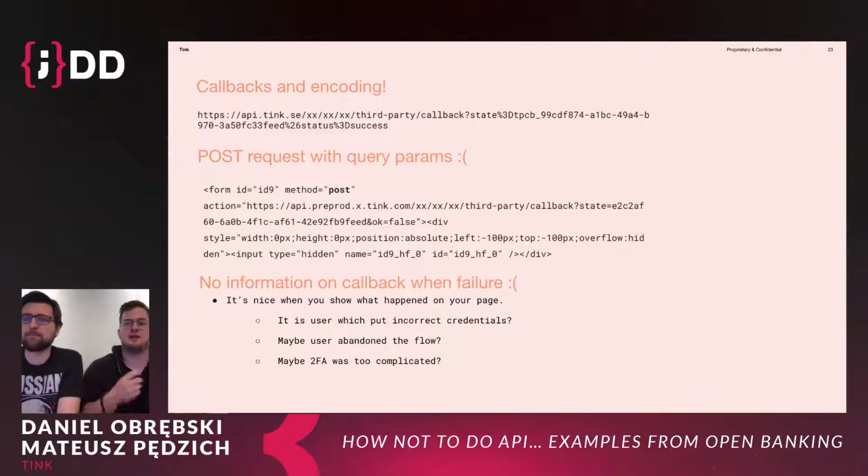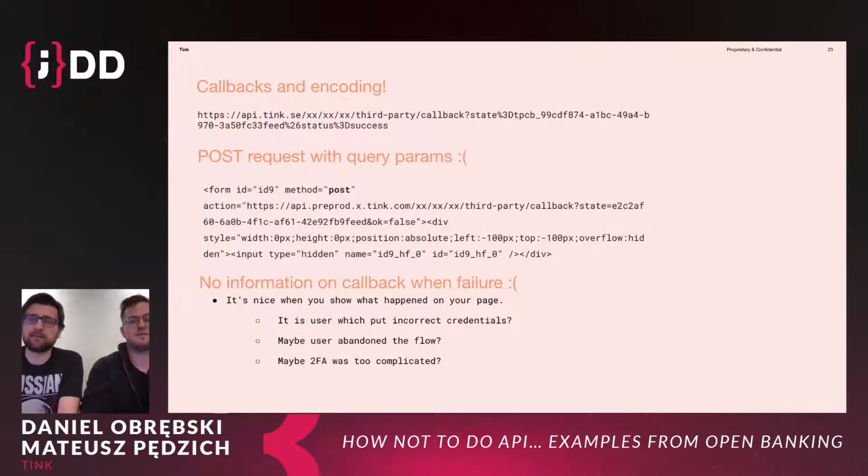So basically, the main issue for us is that we are not receiving information on what happened. I mean, is it the user who put in incorrect credentials? Is it an issue on our end? Maybe we sent a bad request. Maybe the user abandoned the flow. Maybe the second factor flow was too complicated. We don't know that, and because of that, we cannot improve our products.